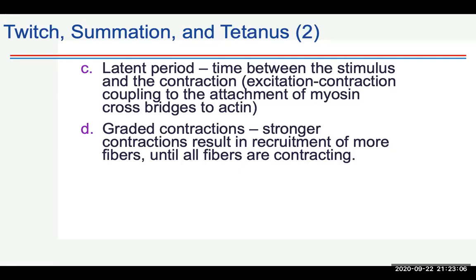The latent period is just the time between stimuli and the contraction. And this is the time when the myosin and actin will form a cross bridge with each other. And the myosin and actin are myofilaments that form cross bridges to help your muscle fibers to contract. Graded contractions are stronger contractions resulting in recruitment of more fibers until all fibers are contracting at once.